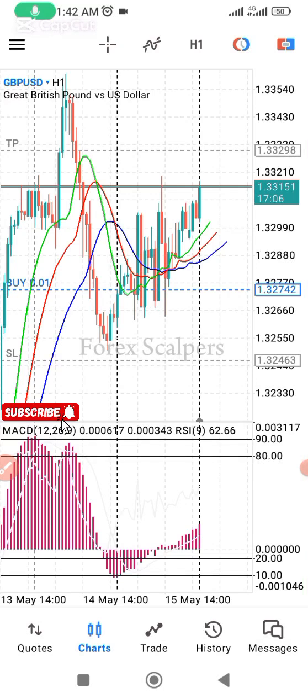I'll be teaching you exactly how you can use the alligator indicator, which is the indicator you are seeing on my main chart, as well as the MACD indicator. I'll be showing you the settings of these indicators and how exactly you can use them.